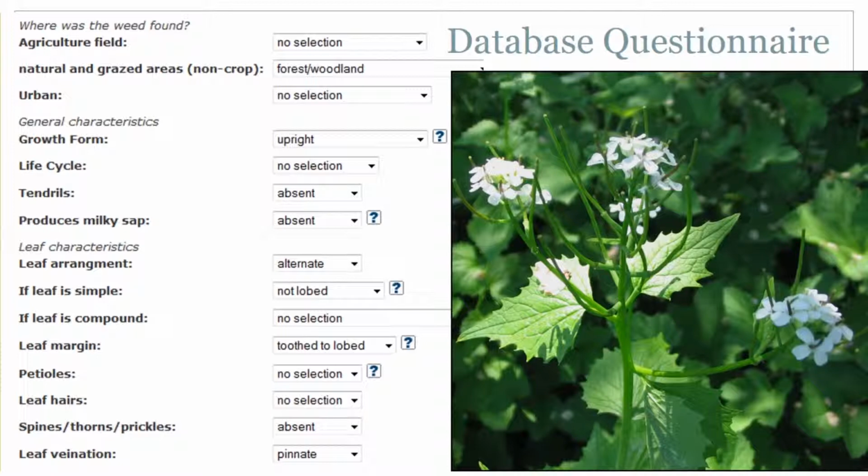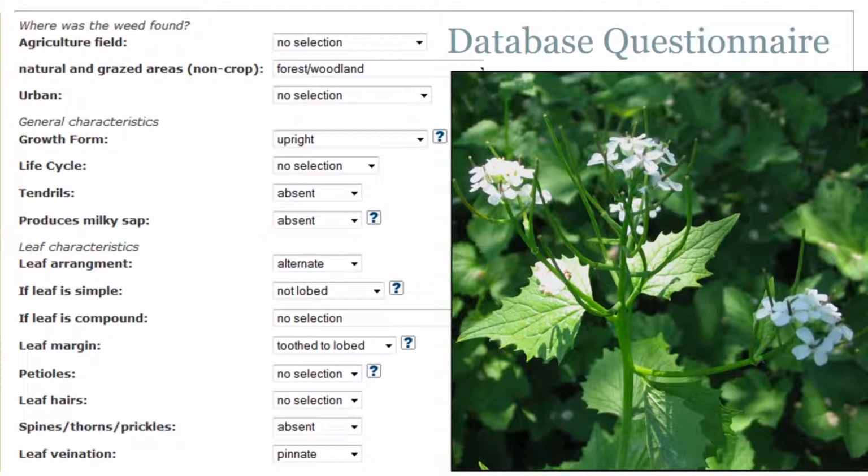The first question is about where the weed was found. If the plant was not found in an agriculture field, you can leave that question blank, as I have done. The unknown plant was found in a natural area, so I have selected forest/woodland in the natural and grazed area category. I've selected upright for the growth form question because the other choices of prostrate, vining, or creeping with upright tips did not describe this species.